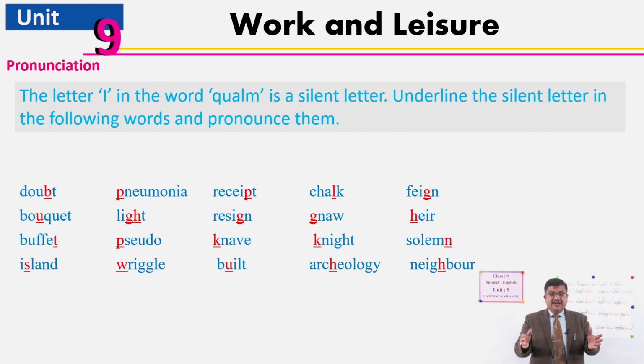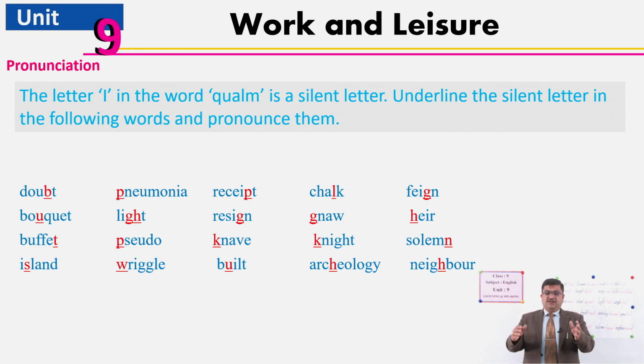You may find and underline the silent letter in this way. In the word doubt, the letter b is silent, so it is underlined. Did you see it? Good. Similarly, in this word, which letter is silent? How do you pronounce it? We have practiced pronouncing the word. Good. The letter p is silent in the word pneumonia. Similarly, in the next word, again the letter p is silent in the word receipt.